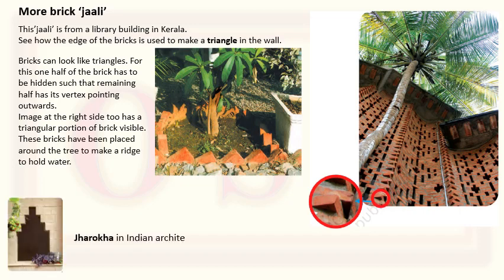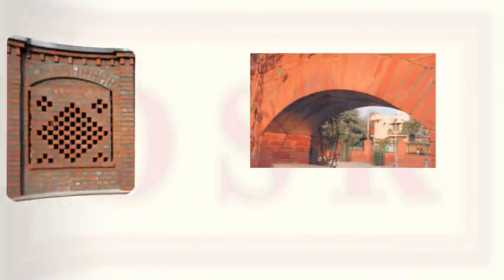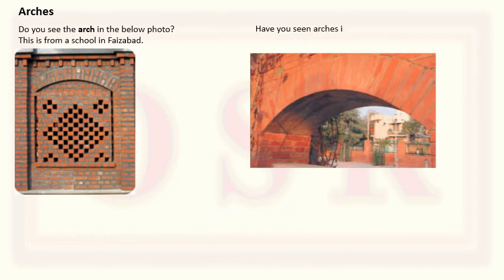Jharoka in Indian architecture is a stone window or an overhanging balcony projecting from the wall of a building. It is on an upper story overlooking a street, market, court, or any other open space. Arches. Do you see the arch in the below photo? This is from a school in Faizabad. Have you seen arches in a bridge like in the picture below? Where else have you seen an arch?